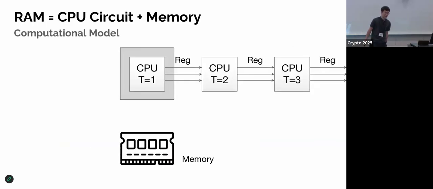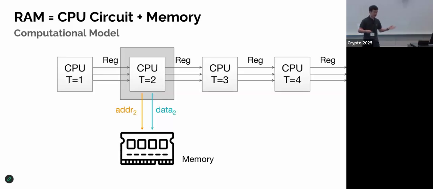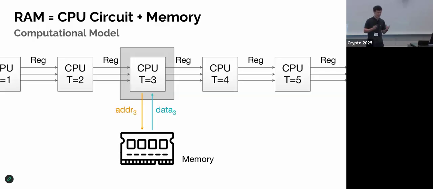Okay, let's go back to our RAM model. It's helpful to think of a RAM program as a CPU plus a memory. The CPU is just a bunch of Boolean circuits. At every time step, the CPU makes an access to the memory, updates its local state, and passes it to the next time step of the CPU circuit, and so on and so forth. So the CPU part is easy. It's just a Boolean circuit. The problem is how to implement this memory.